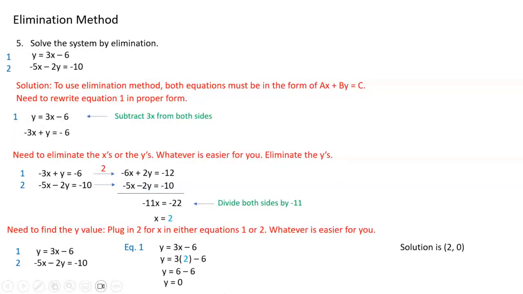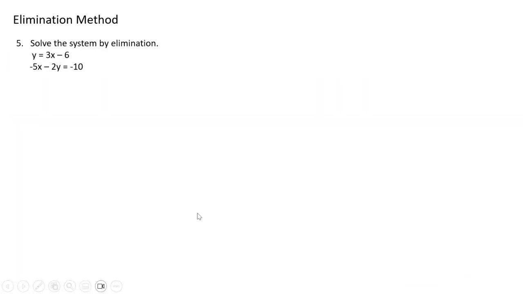You see, guys, we get the same thing. I did it by graphing and we got (2, 0). We did it by substitution and we got the same solution, (2, 0). And now by the elimination method, we got the same solution, which is (2, 0). And this is called a consistent independent system, because we have a solution.